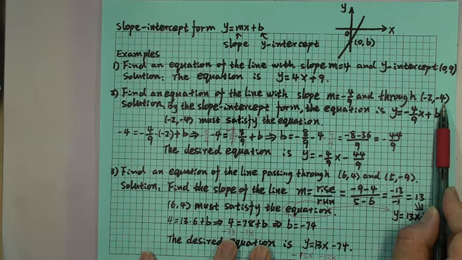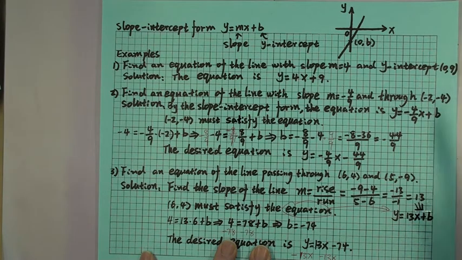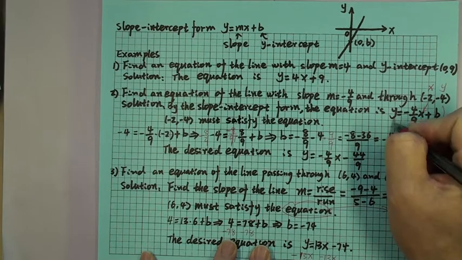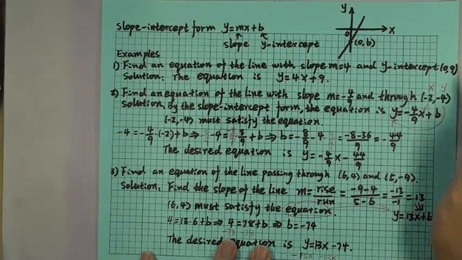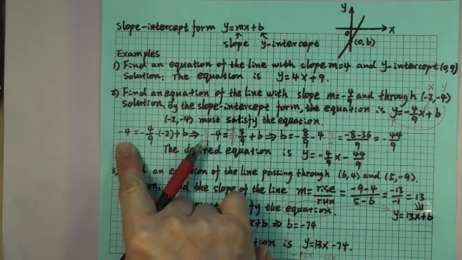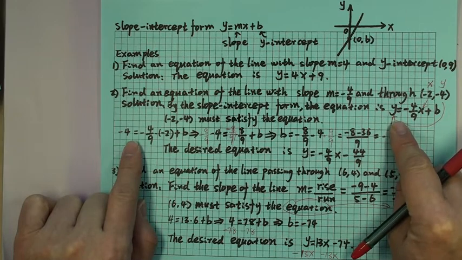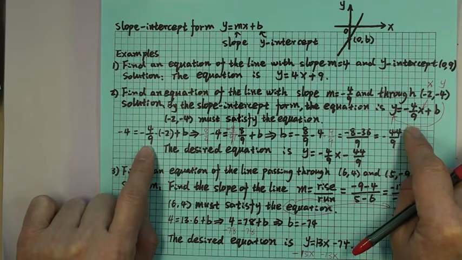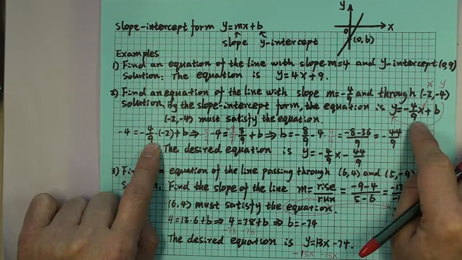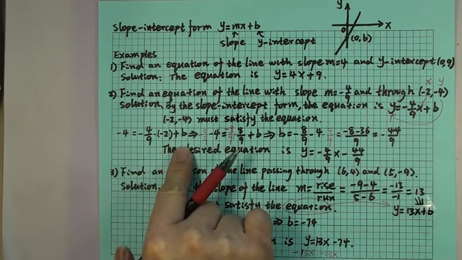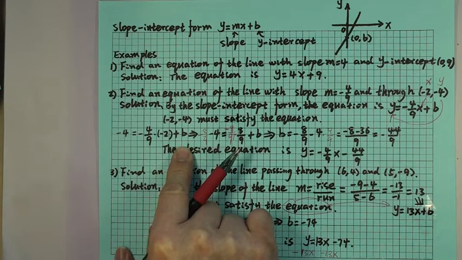That is good news because we can plug in, this is our x, this is our y, so we can put -2 here and -4 here. So that's what we have right here. -4 right here equals the slope -4/9 times -2 plus b. So you see down here, if we can solve for b, we are done. Okay? Now let's solve that.